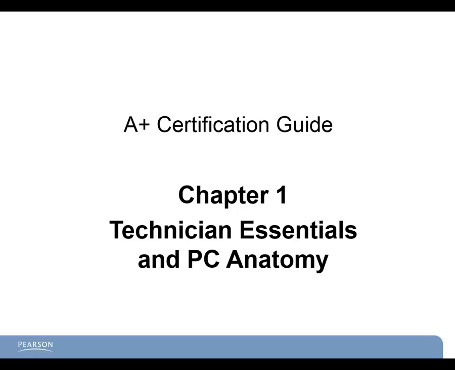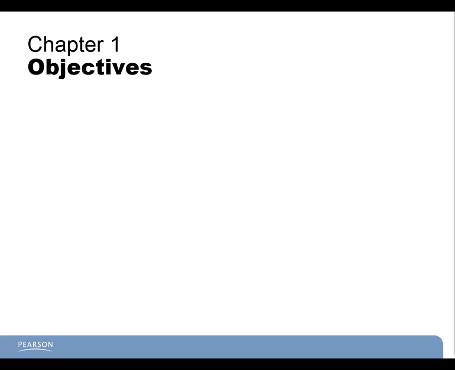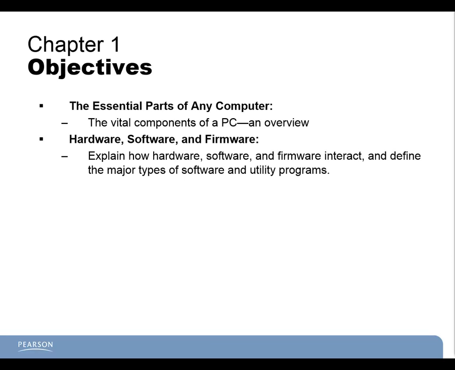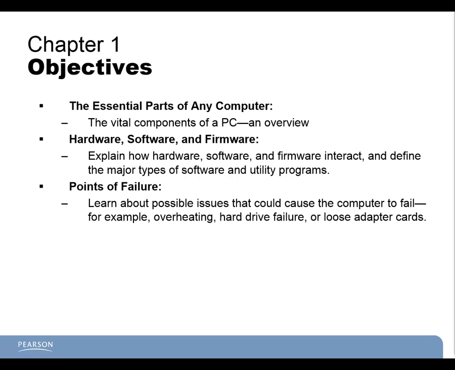In this chapter, we're going to talk about the basics of PC anatomy and some of what are considered technician essentials. So we're going to talk about the parts of a computer, the hardware, the software, and the firmware, and what the differences in those are. We'll talk about some points of failure.